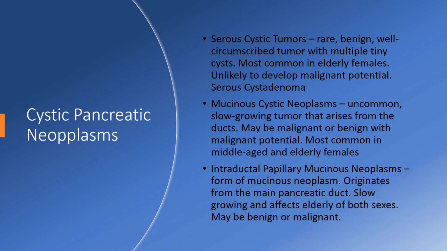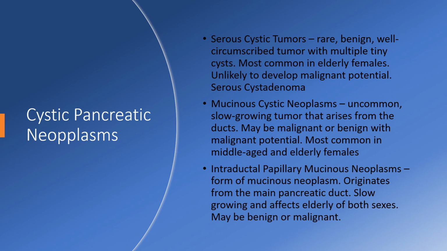They're slow growing and they arise from the ducts. Again, they can be malignant or they can be benign with malignant potential, which means that they have the opportunity to turn malignant. And again, we're going to see them most commonly in middle-aged to elderly females. The mucinous cystic neoplasms can be very small, from microscopic size up to 2 centimeters in diameter.